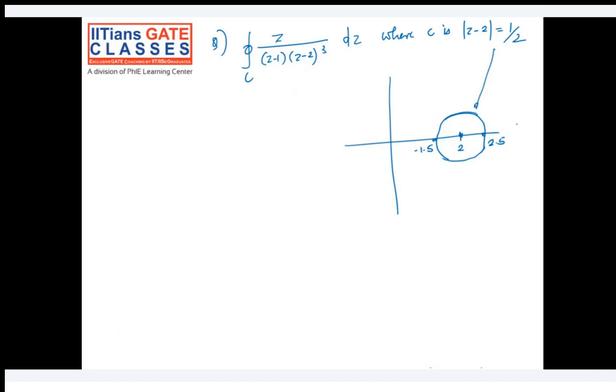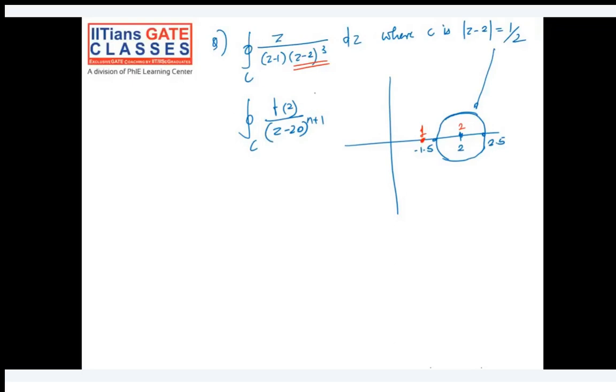Now, which are all the singular points here? If you consider the entire function, z is equal to 1 is the singular point, and z is equal to 2 is here. So basically this is the singularity. So can I write this function like this? Because I want to represent it as integration over a closed curve C of f of z divided by z minus z naught raised to the power n plus 1. Why do I want to write it like this?